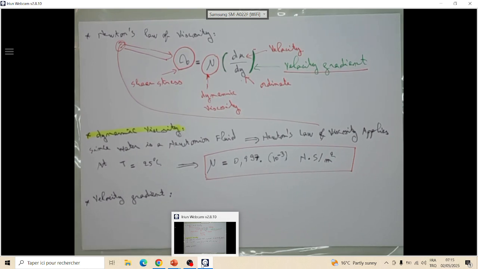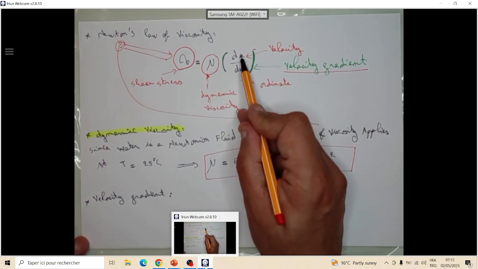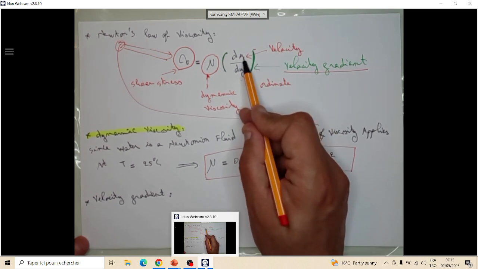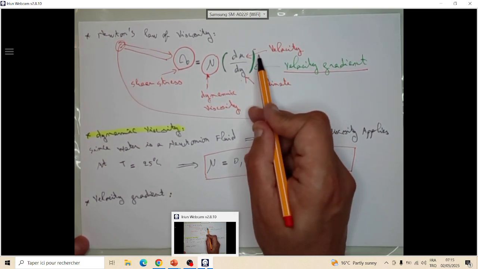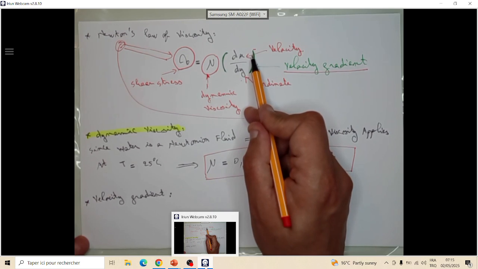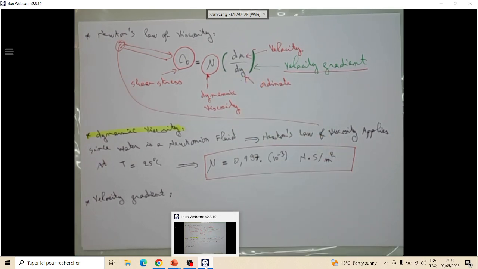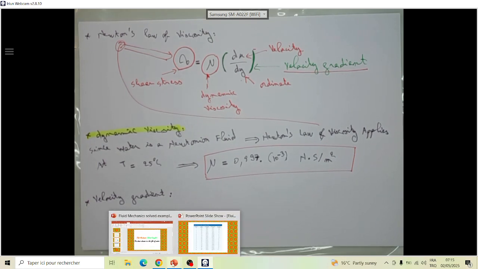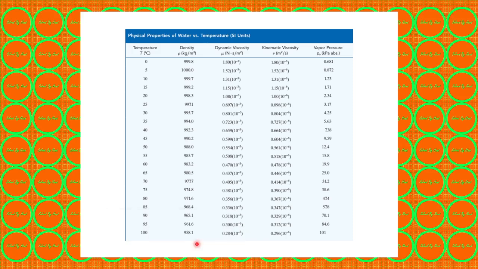So what do we have for the speed? To calculate the velocity gradient, I need the velocity. I need an expression for u, the velocity. First, I need to find the expression for the velocity. So what is the expression for the velocity? Let's go back.